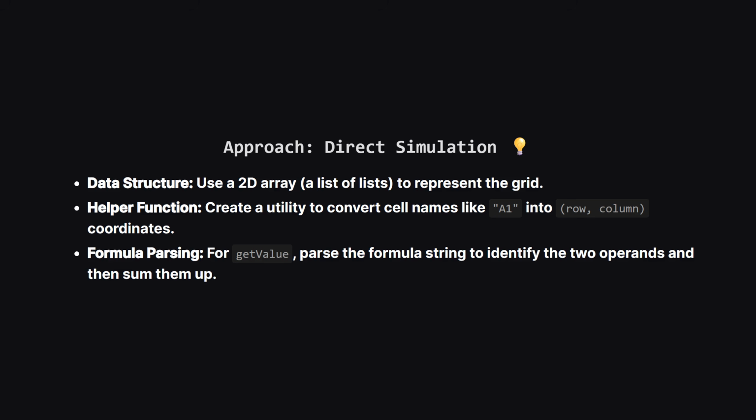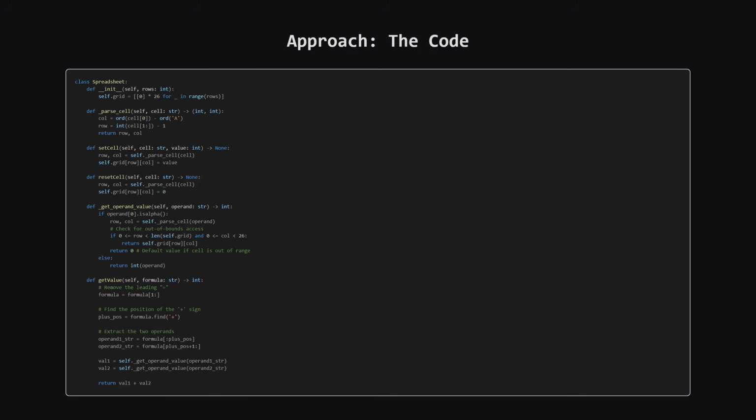So how do we build this? The most direct approach is to simulate the spreadsheet. We can use a two-dimensional array, basically a list containing other lists, to model the grid of cells. A key part of this will be a helper function that can translate a cell name, like the string A1, into the array coordinates, like row 0, column 0. For the getValue function, we'll need to parse the formula string to figure out what two things we're adding together. Alright, here's the full Python code for our simulation approach. Don't worry, we'll break down the important parts on the next few slides to see exactly how it works.